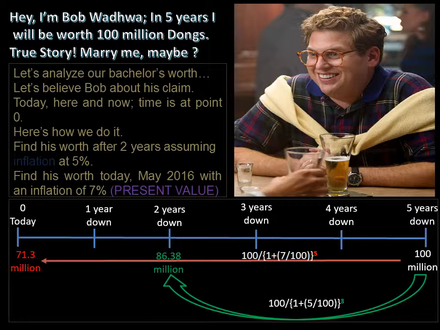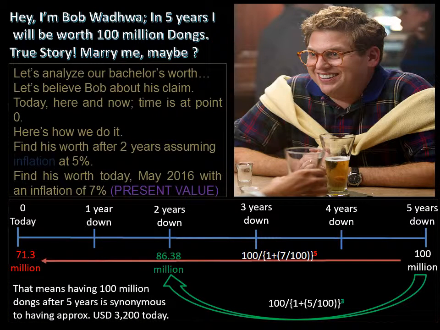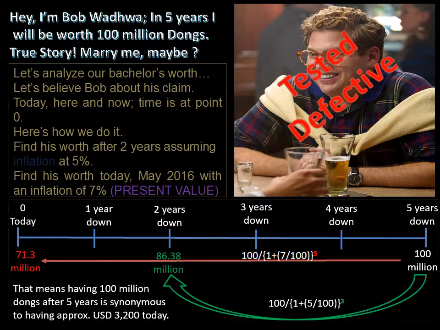When Bob promises that 5 years down he's gonna have 100 million, it's the same as saying that today Bob has 71.3 million. I don't think that's really true, but wait. It's 71.3 million dongs. If I convert that into American dollars, it technically means that Bob has 100 million dongs after 5 years, being synonymous to having just 3,200 American dollars today. Wow, that's what the girl figured out at the bar. She looks smart to me. Well, Bob, I'm sorry. Better luck next time.